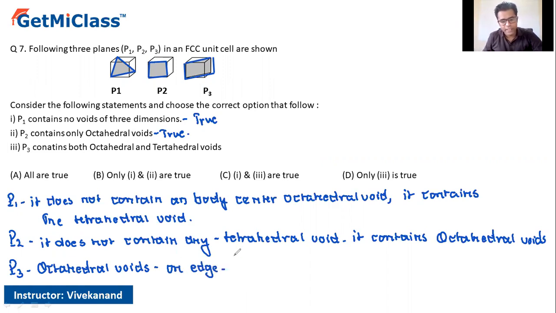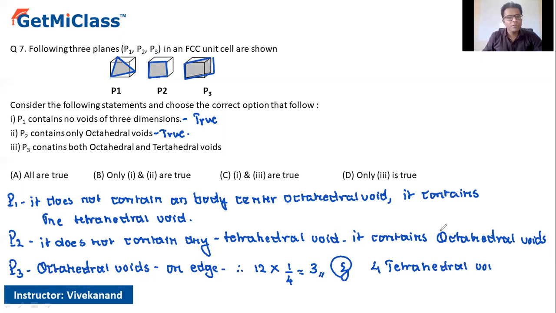As it is present on the edge, there are going to be 12 edges. Now, every single edge is going to be shared by 4 of them. So there are going to be 3 octahedral voids. And when we observe the tetrahedral voids, there are going to be 4 tetrahedral voids. Therefore, P3 does contain both of them. So even this particular condition is true, and then we have option A, where all the statements are true.